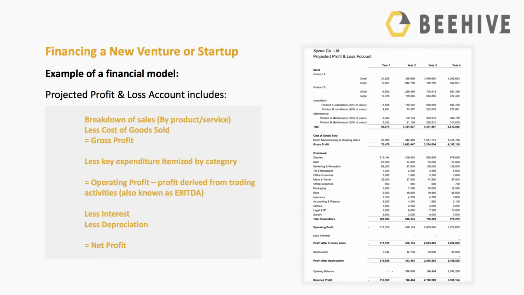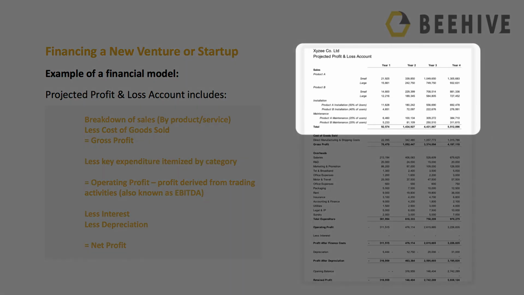The profit and loss account shows all sales and expenditure projected for a financial period, typically a calendar year. The top section of the profit and loss account presents the sales figures. We normally show these by product service so that investors can get a feel for the main revenue generators in the business, while also highlighting some of the secondary revenue streams as well.